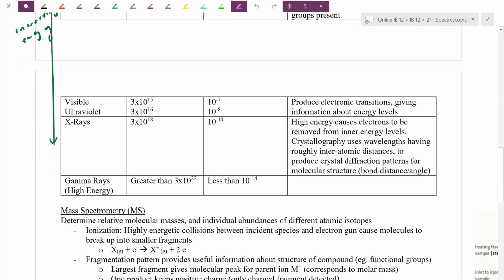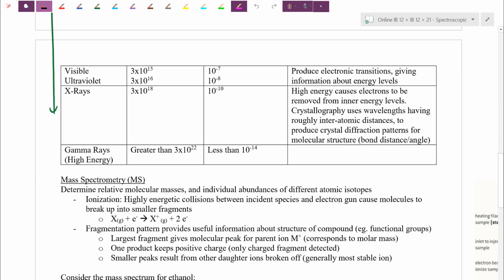We're not going to touch too much on visible and ultraviolet. We already talked about that previously. We did the Rydberg equation. We did electron transitions like n equals 1, 2, 3. The energy shells get closer together. That was typically in the visible region.